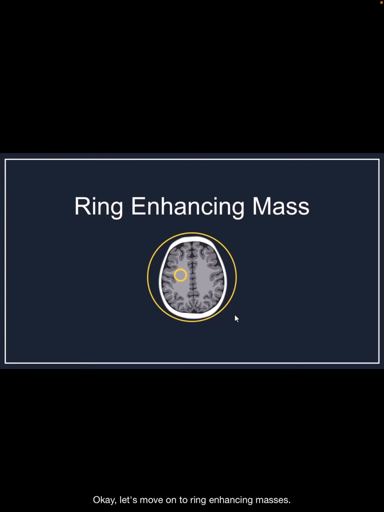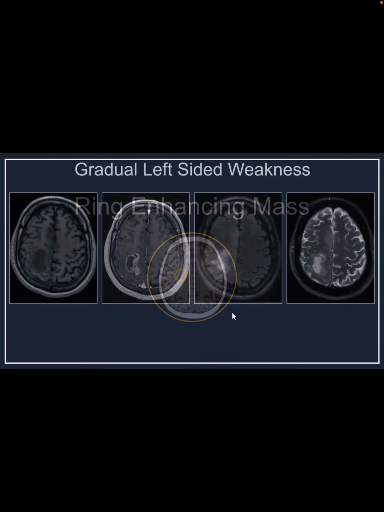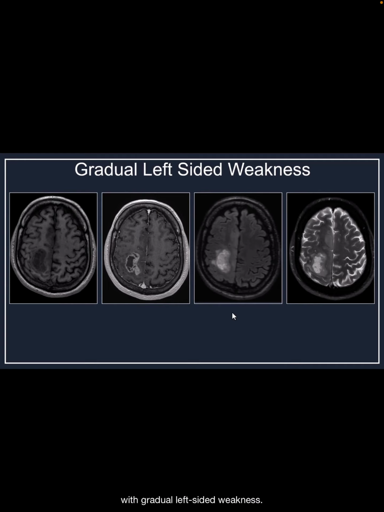Okay, let's move on to ring-enhancing masses. So this is a patient who came in with gradual left-sided weakness. They got an MRI, and we can see on this MR how we've got this mass that's involving the kind of posterior frontal lobe in this perirolandic region. And notice here how the lesion has quite a bit of thickness along its medial edge. It is non-enhancing in the middle, and it's got this rim-enhancing periphery.